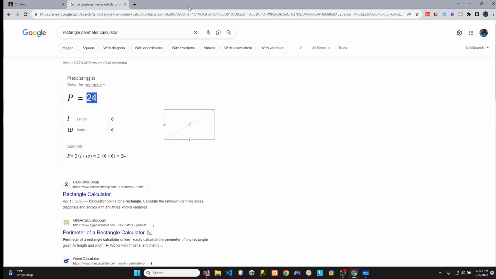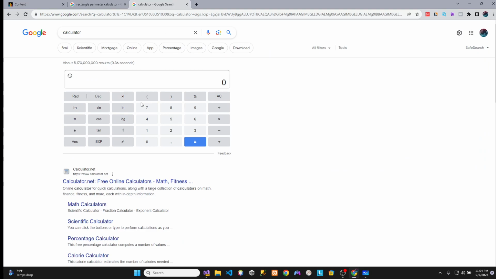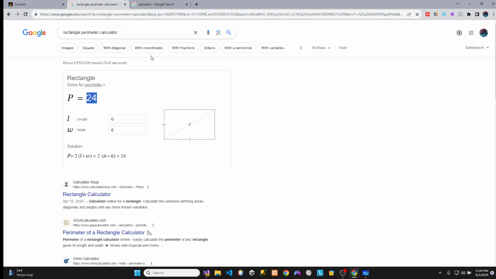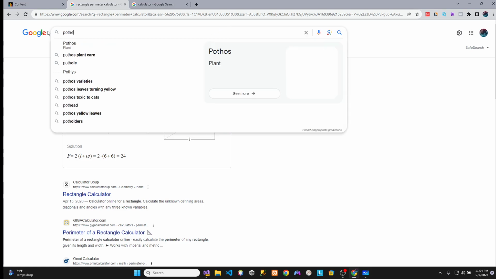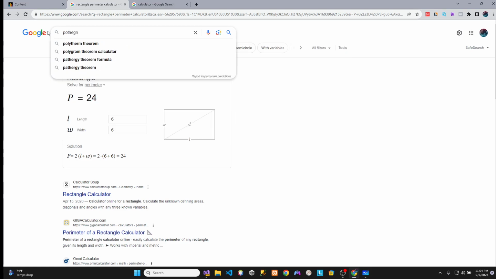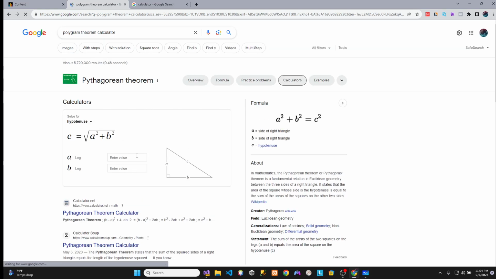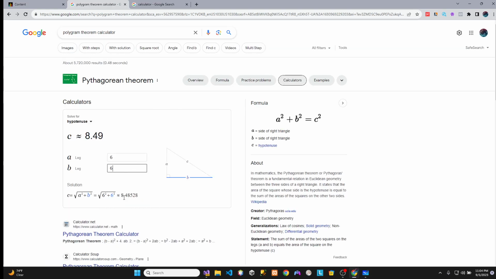And let's go to the calculator. Okay, I'm going to put the calculator here. So I'm going to say 6 square root of 2 equals 8.48. Pythagorean theorem calculator. So we have 6 and 6. It's 8.48. Yep.